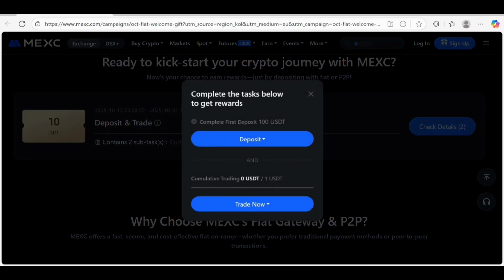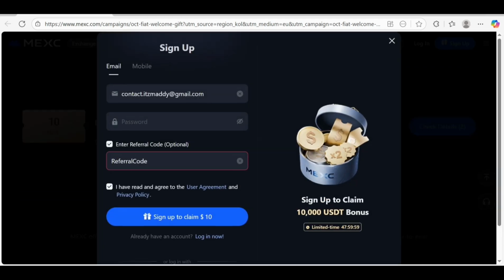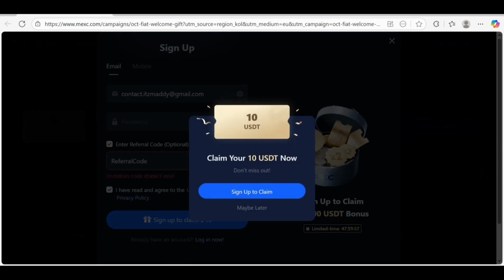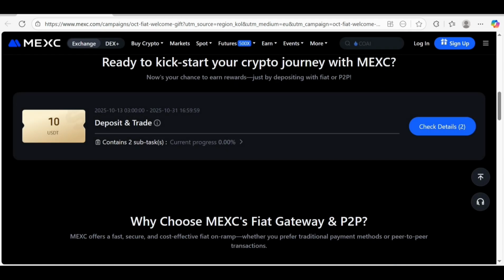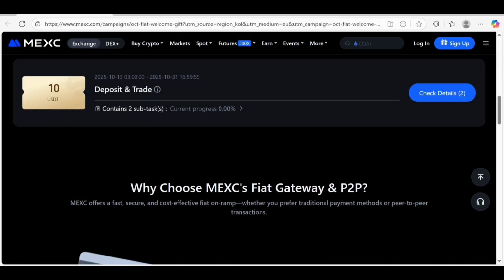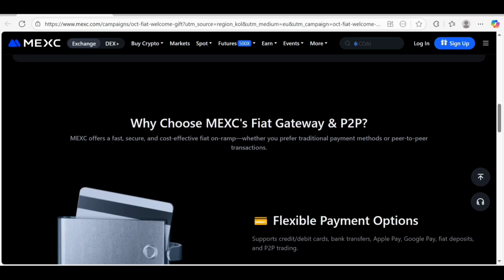You can also go and check out the details. Here are the details, guys, about the platform. You can find everything here. There are two things: first you have to register, and then you have to deposit 100 US dollars. There are two sub-tasks here that you have to complete.